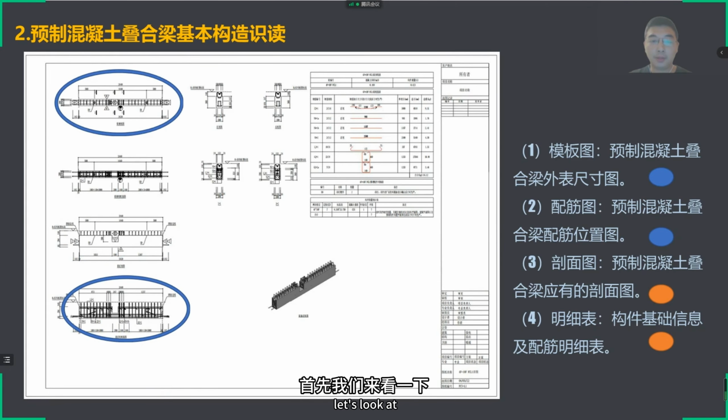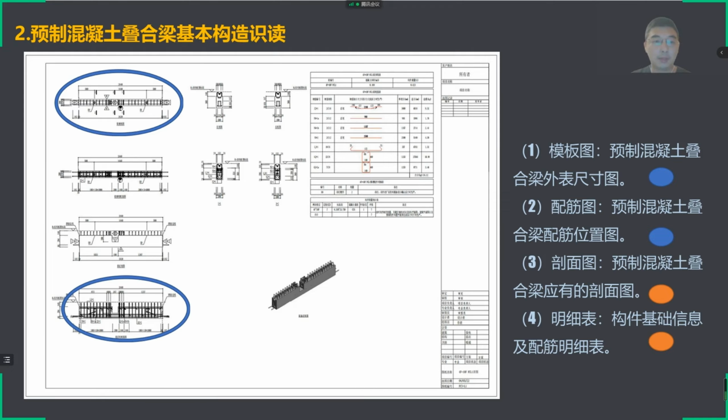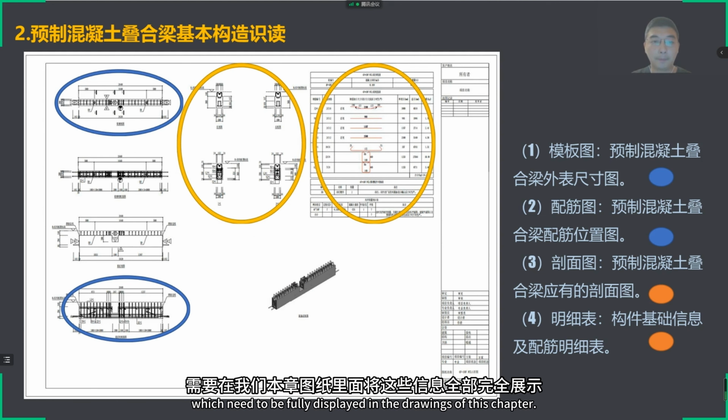Let's look at the general situation of the detailed picture of this girder. The first is its template drawing, which contains the representative dimensions of the entire build. The second is a reinforcement drawing. And the third is a schedule and its cross-sectional drawing, which need to be fully displayed in the drawings of this chapter.